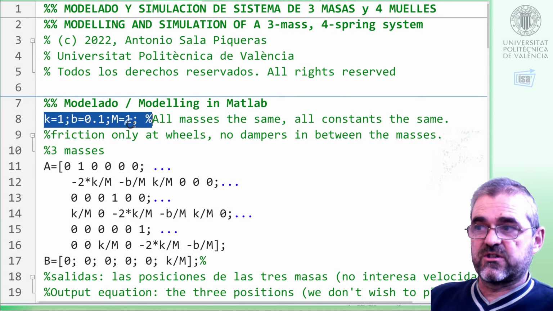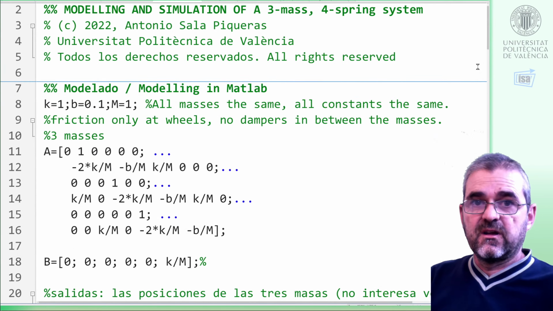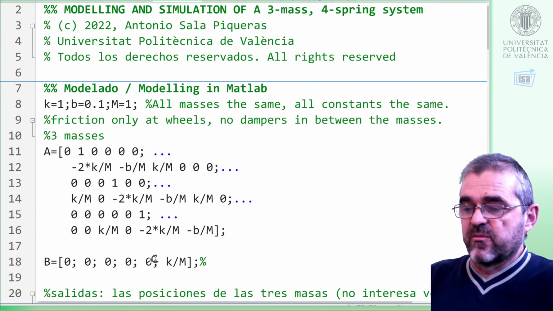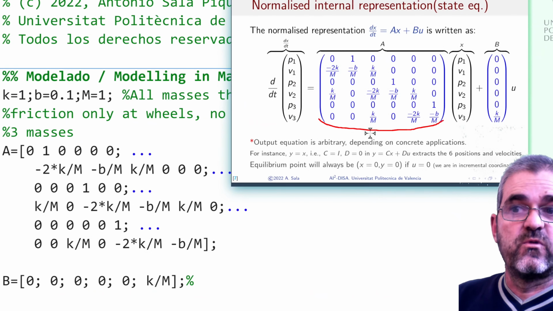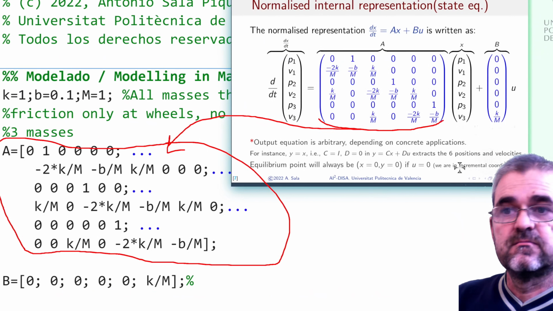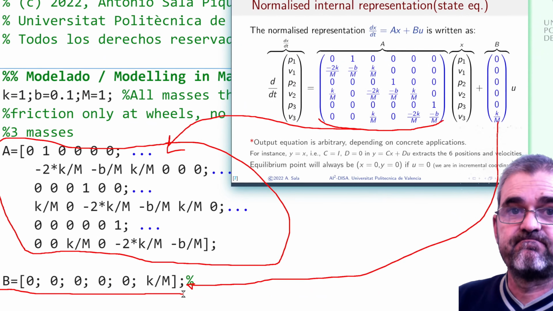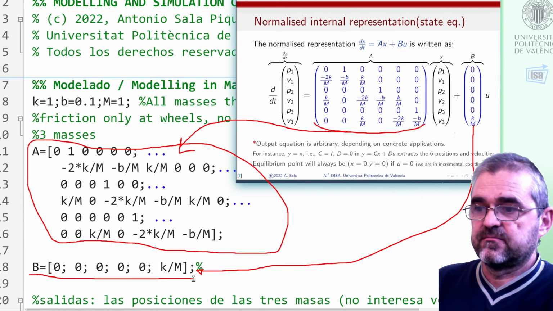In this line, we just will give 1 kilogram, 1 Newton per meter, and 0.1 friction coefficient, same for all the springs and masses. And we will encode matrices A and B by simply copying from the theoretical developments. As you can see, we just wrote this in here, and this matrix is encoded like this. So this is it, just copying A and B.